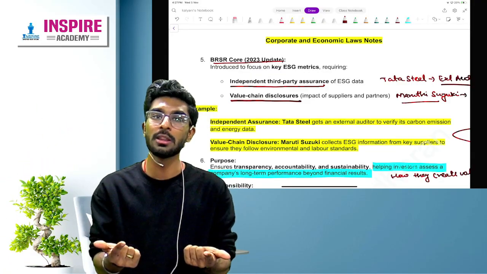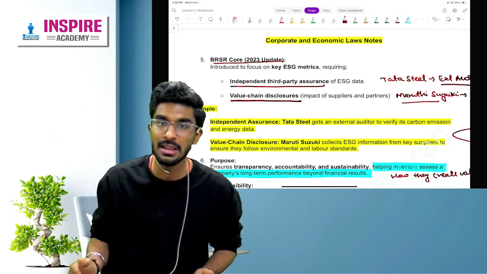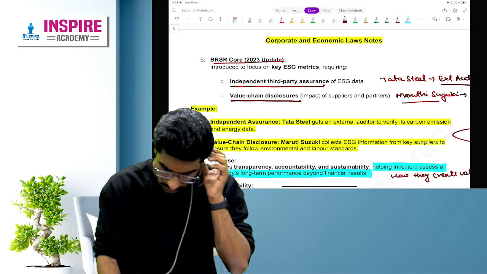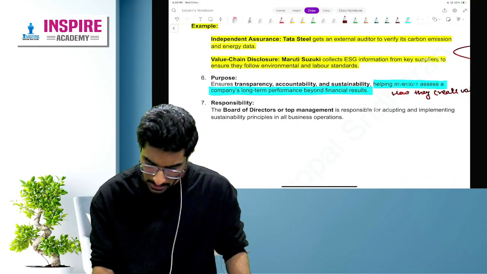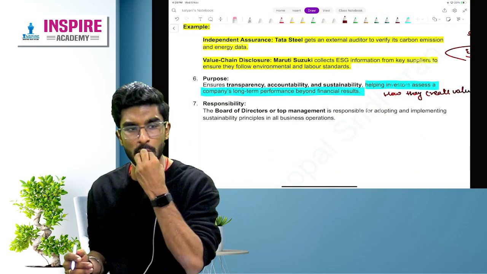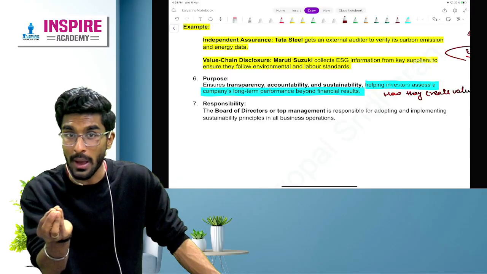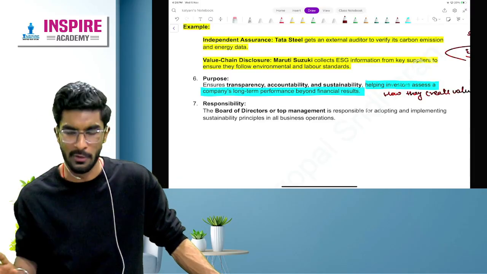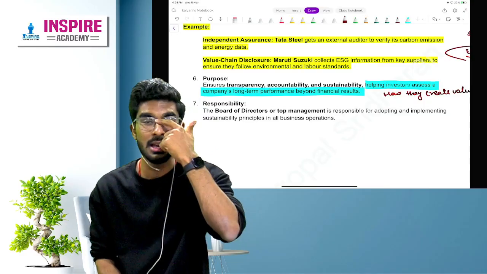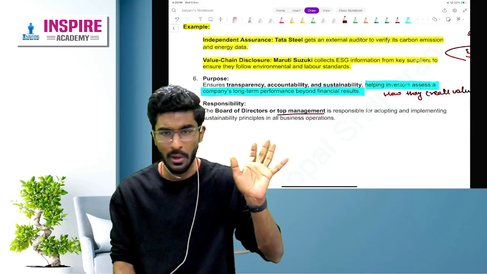And how are they going to follow? How will the investors know? By just simply reading their BRSR report. Very easy, people. The purpose is again helping investors assess and understand whether the company is actually creating value or simply behind profits only. Now, who is responsible to make sure the company is disclosing their BRSR report? The top level management. Very easy, people.